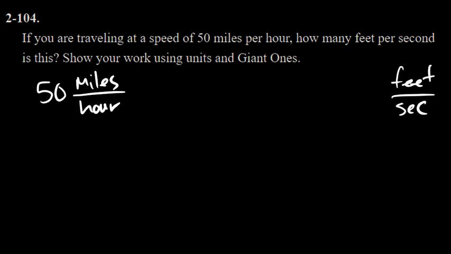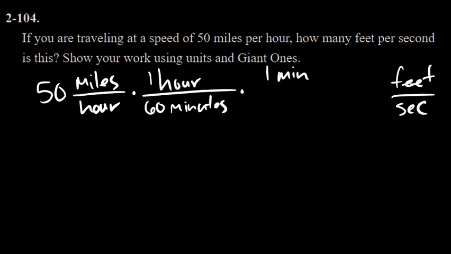So a couple giant ones that I know, I guess we'll handle time first. I want to get time to be seconds down in the denominator. So I'm going to put hours up in the numerator. And I'm going to go to minutes first. 1 hour is 60 minutes. Those are definitely equivalent amounts of time, so that's a giant 1. I can multiply that by 1 minute is clearly the same as 60 seconds.